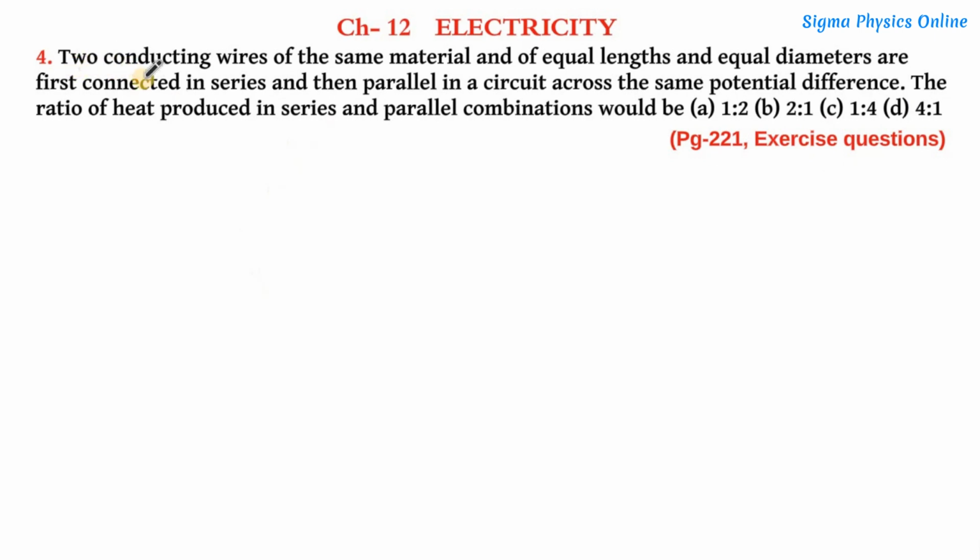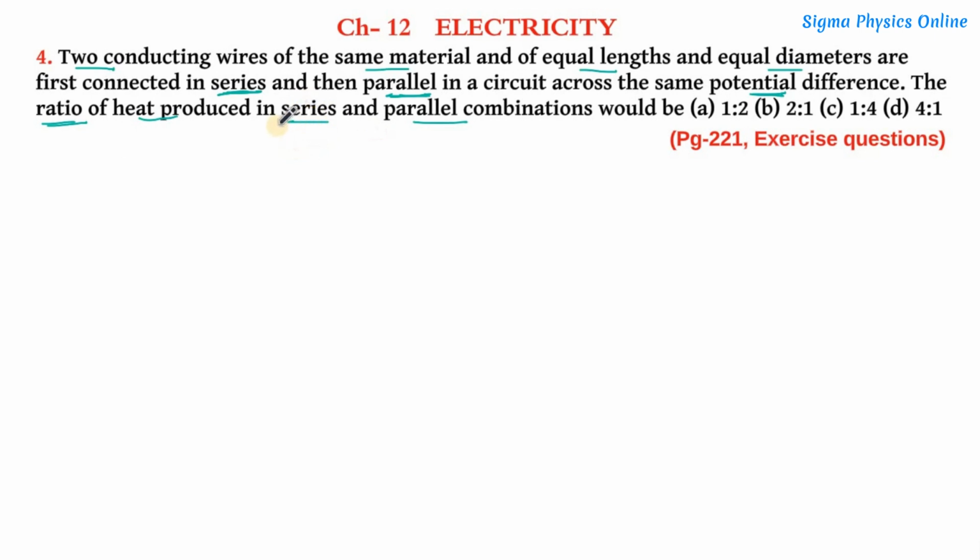So here we have been given two conducting wires of the same material and they are of equal length and equal diameter. These two wires are first connected in series and then in parallel across the same potential difference. That is, the potential difference remains the same, but first these two wires are connected in series and then they are connected in parallel. Now a certain amount of heat is produced when current is passed through this wire. So we have to find out the amount of heat produced when they are connected in series and then when they are connected in parallel. And after that we have to find out the ratio of the heat produced in these two cases.